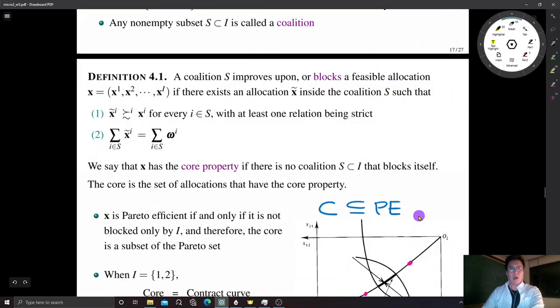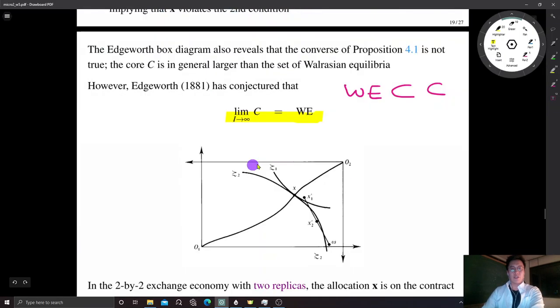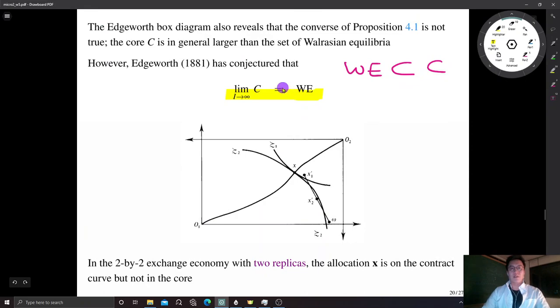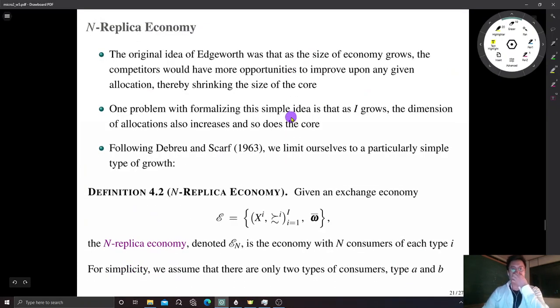Okay, so in this video, I'm going to show that the allocation in the core is the same as the allocation in Walrasian equilibrium as the size of the economy grows large enough. This is often referred to as the core equivalence theorem. So the core is equivalent to the Walrasian equilibrium allocation in a large economy. The idea is very simple.